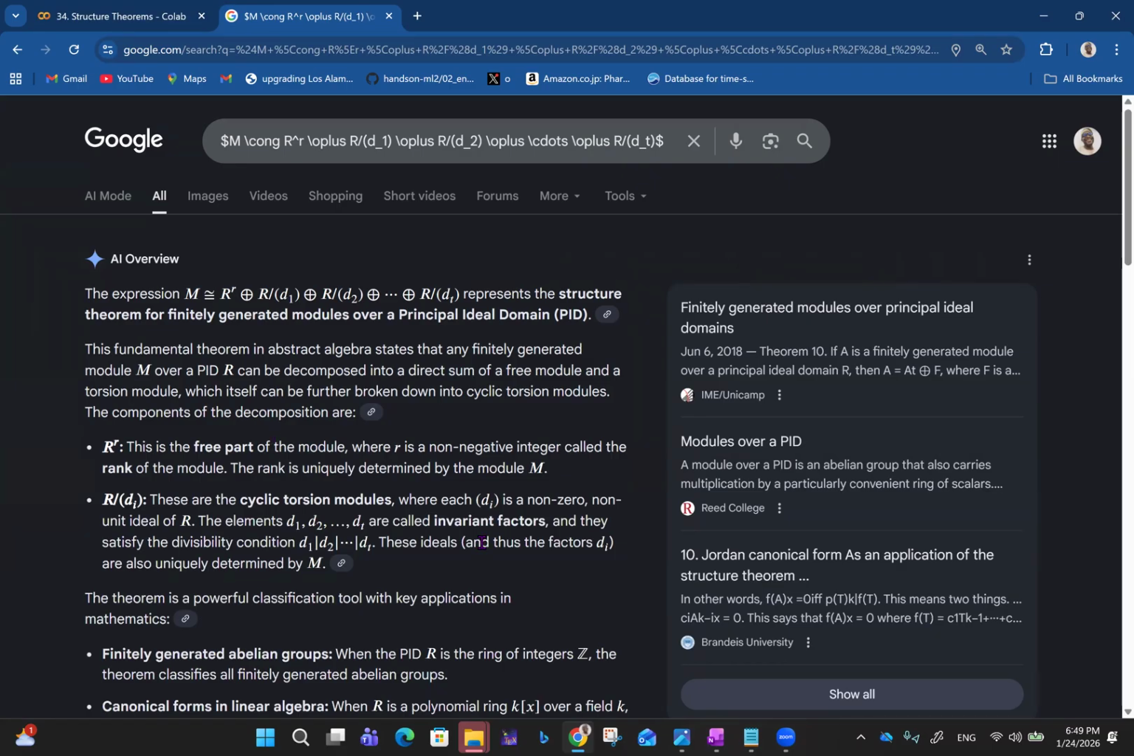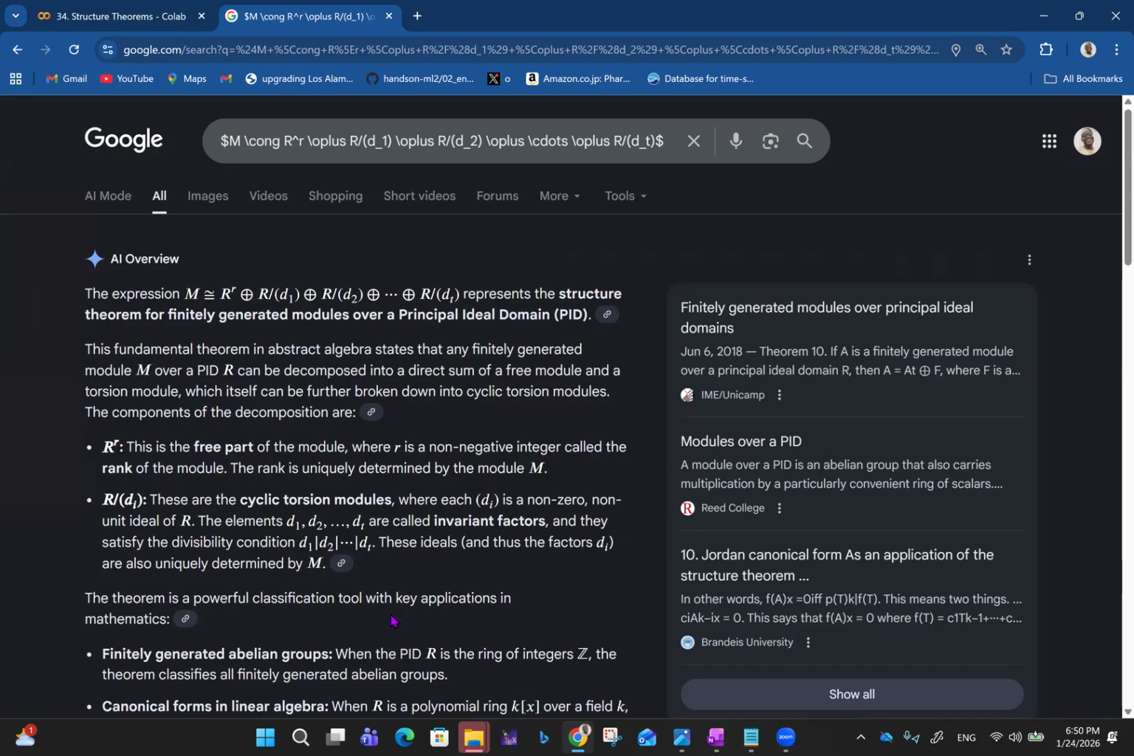So the rank is uniquely determined by the module M. So small r is the rank. Then R/(di) are the cyclic torsion modules, where each di is a non-zero, non-unit element of R. The elements d1 up to dt are called invariant factors, and they satisfy the divisibility condition that d1 divides d2, d2 divides d3, all the way to d(t-1) dividing dt. These ideals and thus the factors di are also uniquely determined by M.